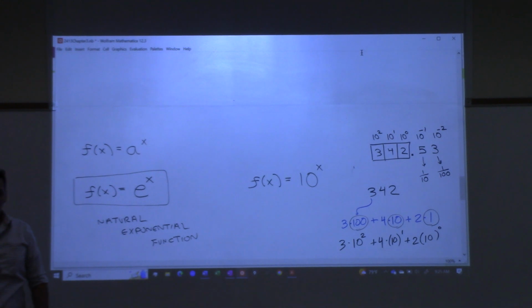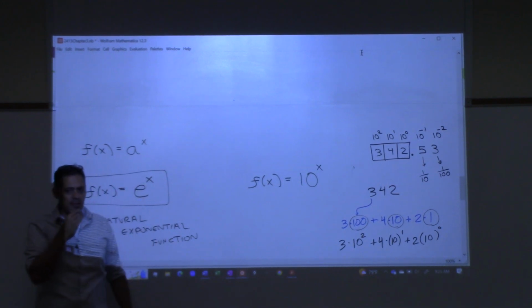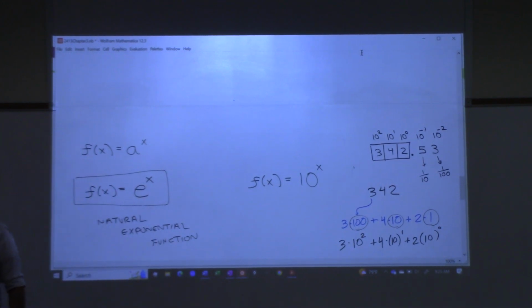Does anyone know of a number system that's not base 10 that's used in computer science? Where are my computer science majors? Okay, so what base number system does the computer work in? Binary. What does binary mean? 0 or 1, which means there's only 2 options.